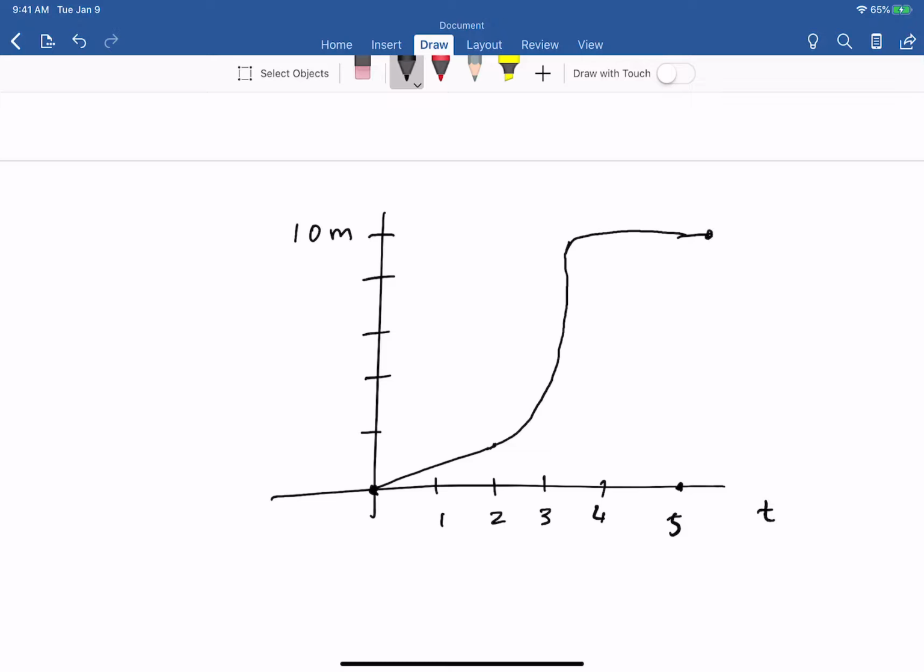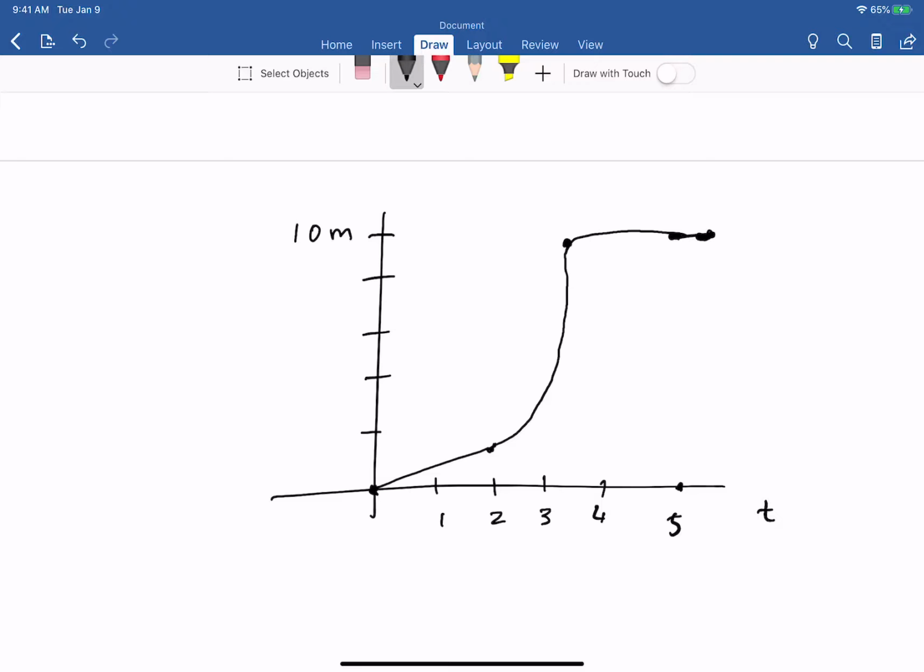And eventually reaches the 10-meter point, right? So it started out really slow. I mean, it started out relatively slow. It only covered 2 meters in 2 seconds, but then it covered almost the entire distance between 2 and 3 seconds, and then it was practically at rest for the next 2 more seconds. Yeah, and so that is the position time plot for this object.